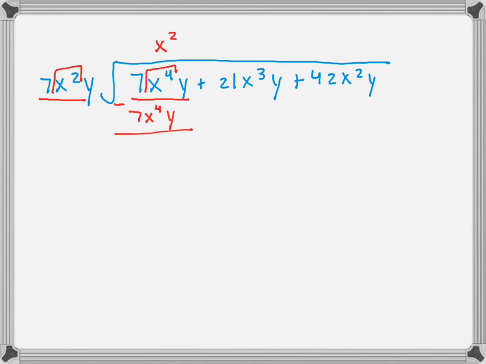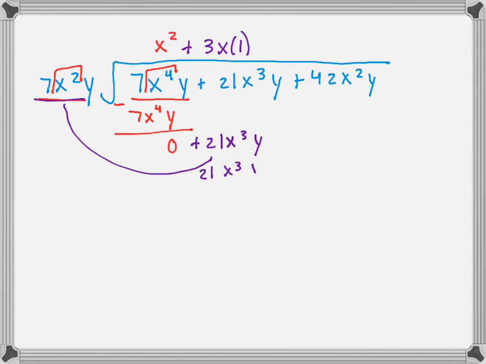And then we subtract these, we get 0, and now we're going to add 21x cubed y, and now we need to figure out how many times this can go into this. So obviously 21 divided by 7 is just 3. X cubed divided by x squared is just x, because remember when we divide we subtract the exponents, and y divided by y is just 1. And then when we subtract these, so let's first multiply these together. So we have 3 times 7, which is 21, x times x squared, which is x cubed, and 1 times y, which is y. So when we subtract them, we get 0.